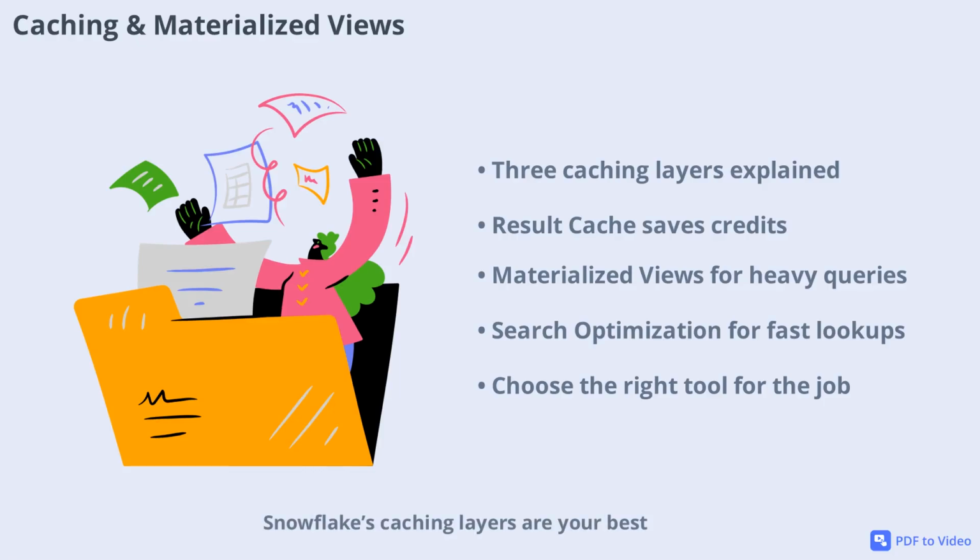Snowflake's caching layers are your best friends for saving credits and boosting speed. There are three: the result cache, which stores exact query results for 24 hours, the local disk cache, which keeps raw micro-partitions on SSDs, and the metadata cache, tracking stats and offsets. To maximize cache hits, make sure your queries are identical and avoid non-deterministic functions.